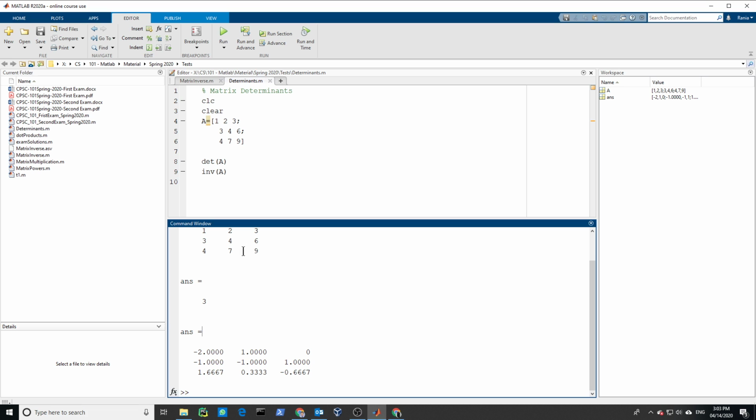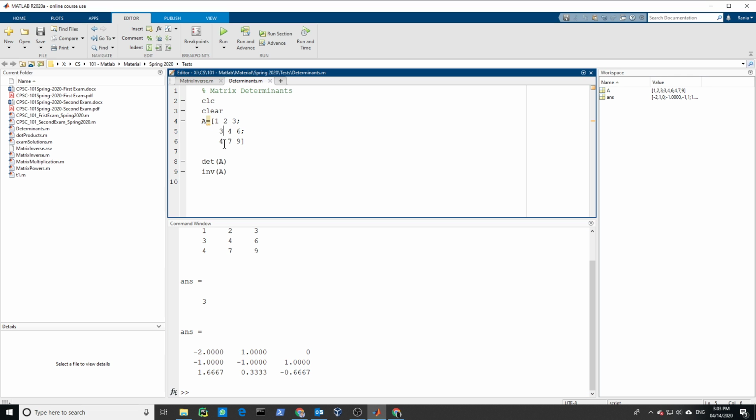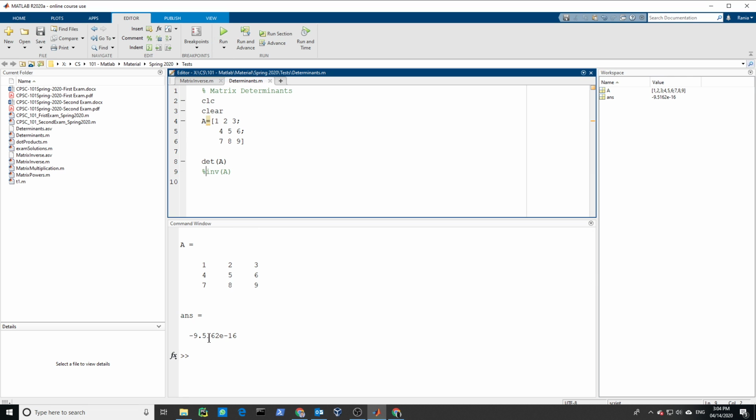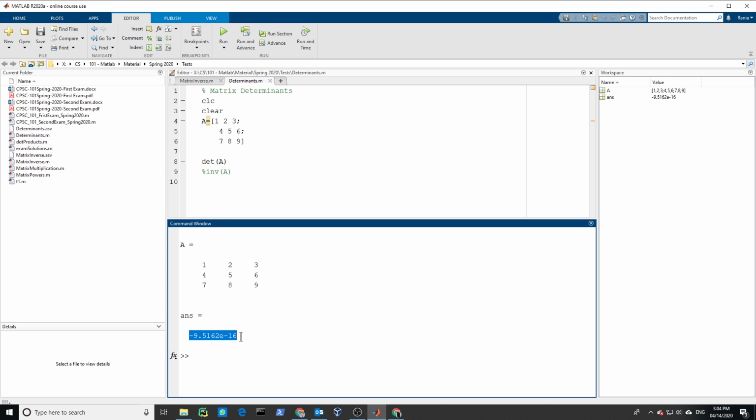However, if the determinant is 0, let's try 1, 2, 3, 4, 5, 6, 7, 8, 9. So let's try to calculate the determinant of this matrix. It will be close to 0. We don't see it in here because it's a long digit, so this is almost 0.